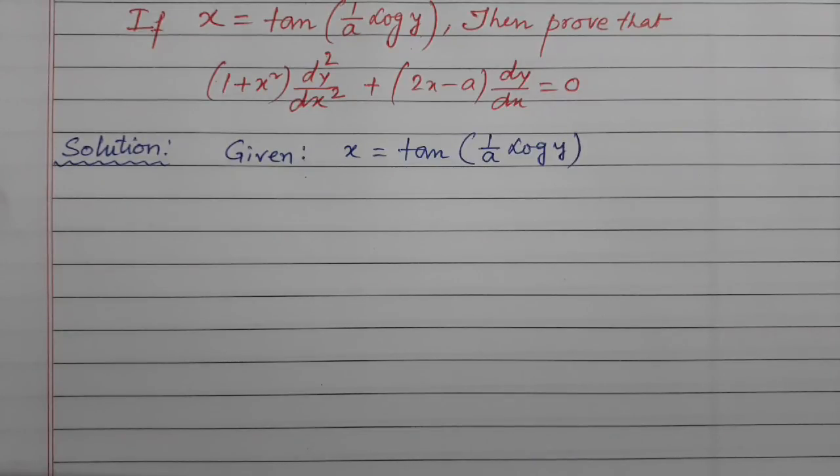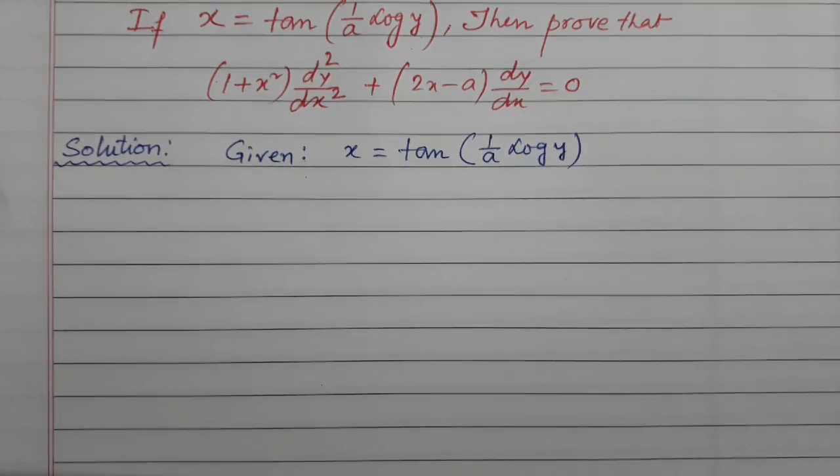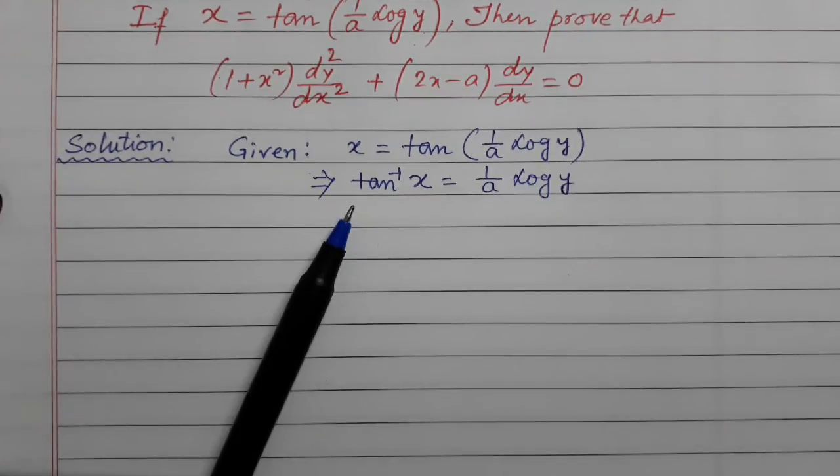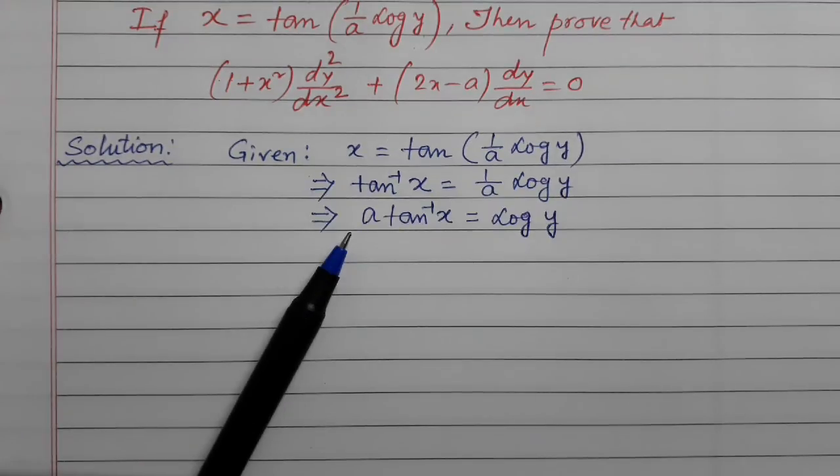Given is x equals tan((1/a) log y). Here x is given in terms of y. Now I will try to write y in terms of x. So we can write tan⁻¹(x) equals (1/a) log y, taking tan inverse on both sides. Now multiply a on both sides.